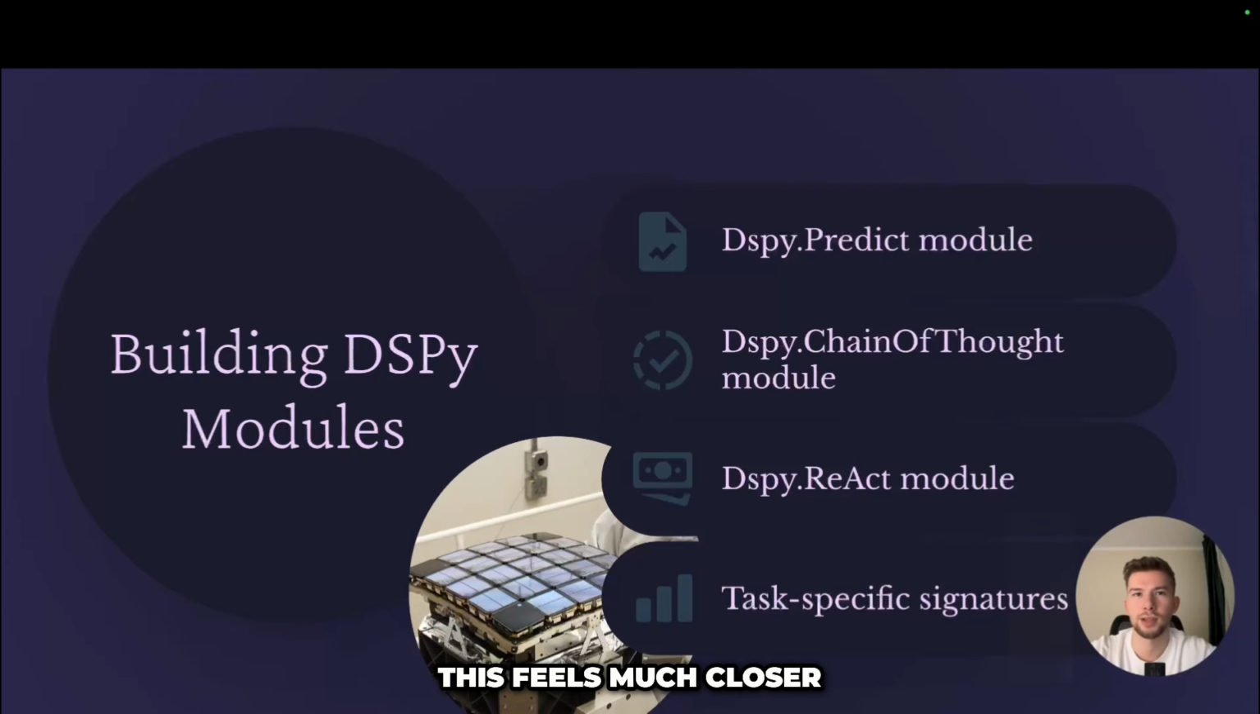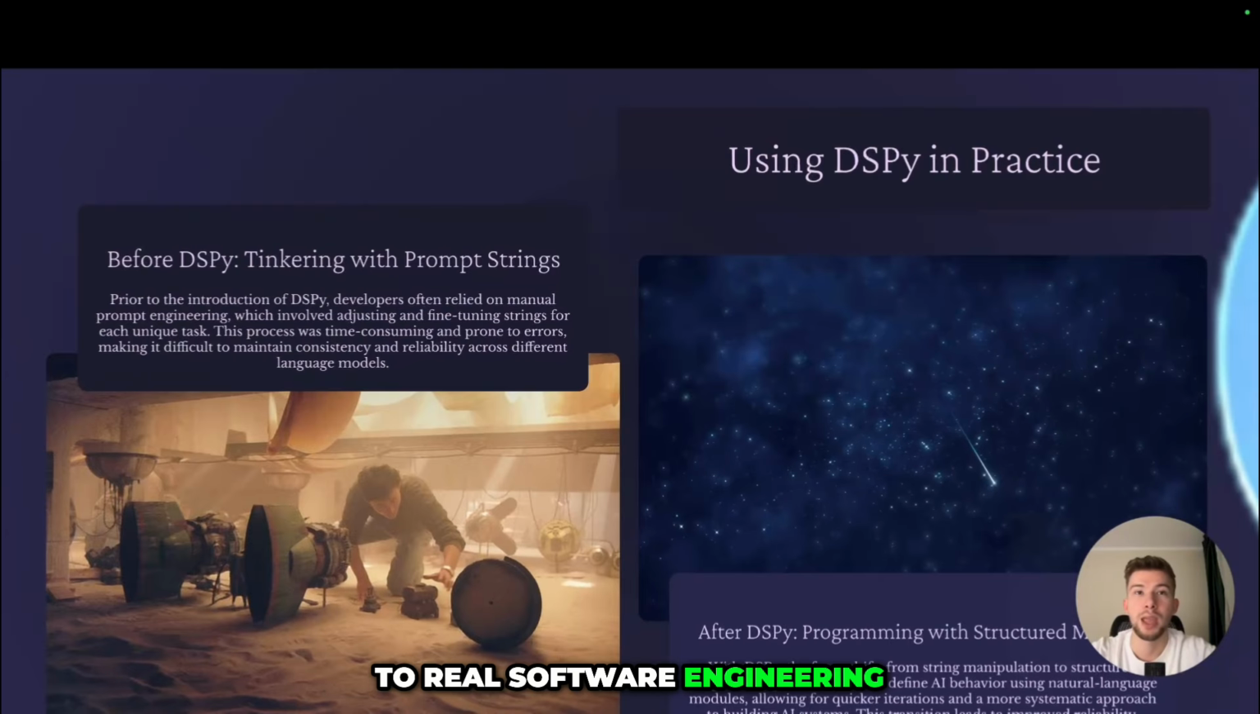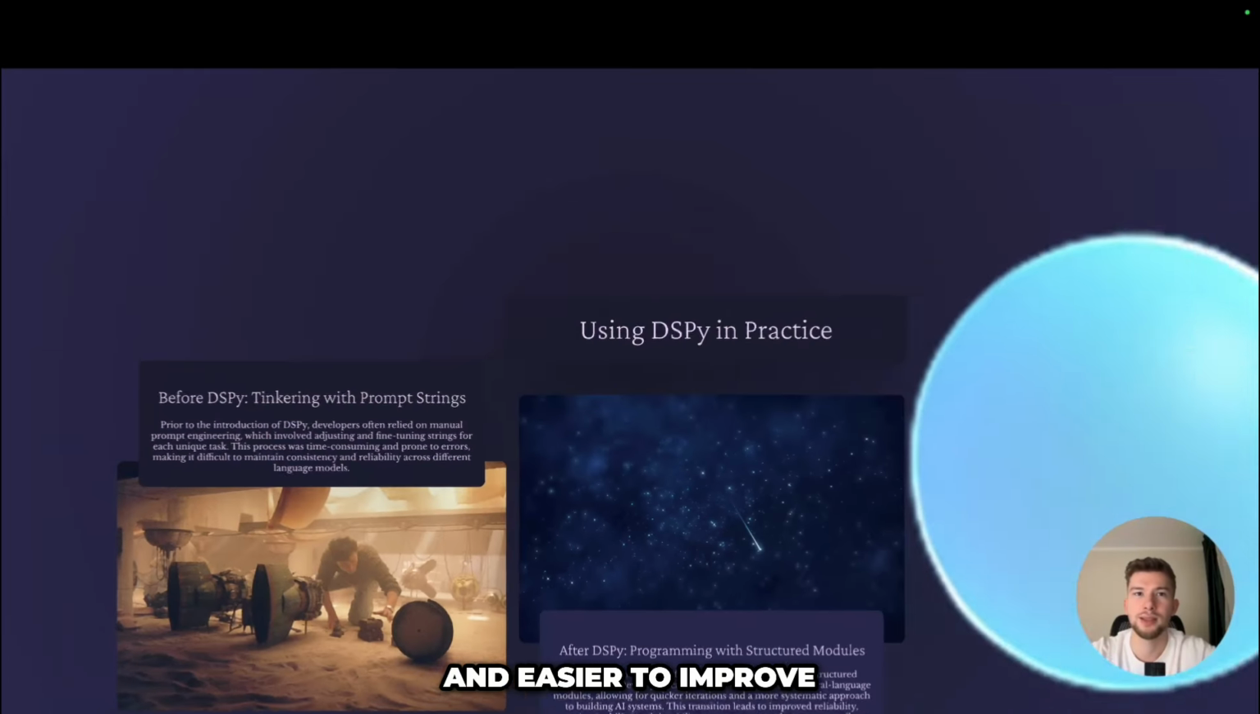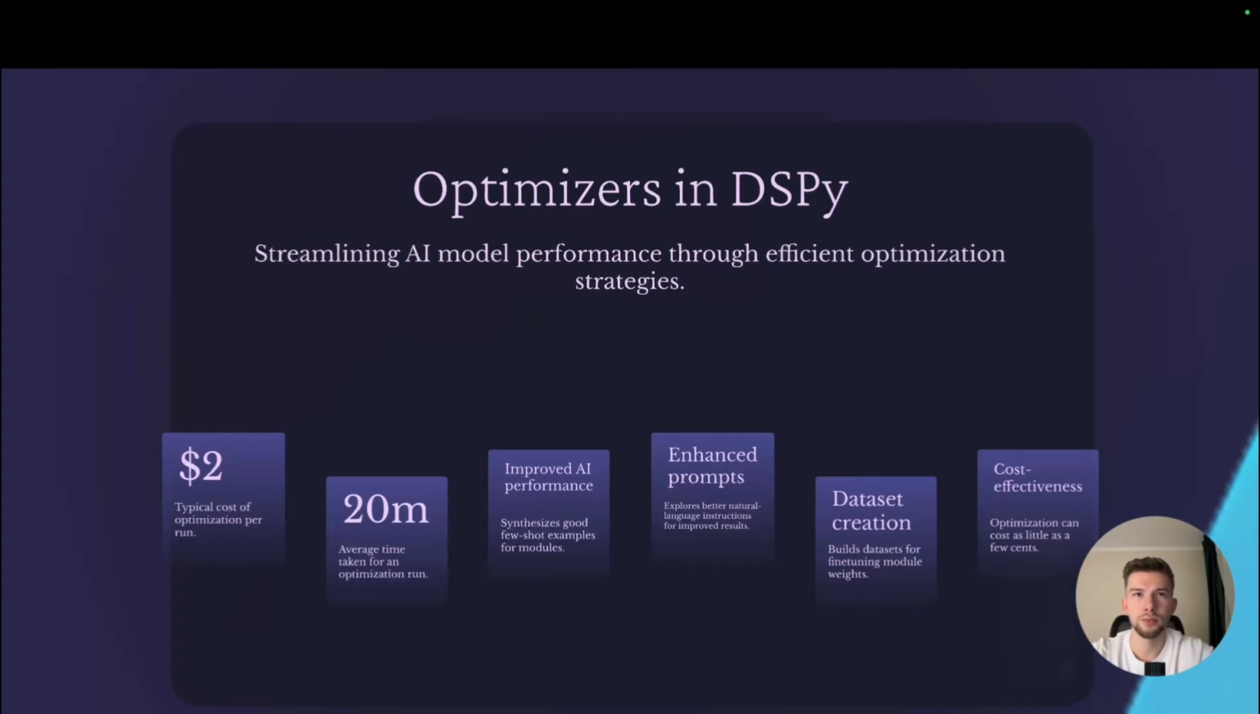This feels much closer to real software engineering. To use it in practice: before, developers spent hours tweaking prompt text, and small wording changes could break everything. With this, the focus shifts to program structure. You define the task clearly, and it handles prompt selection and refinement. This leads to systems that are more stable, more testable, and easier to improve over time.